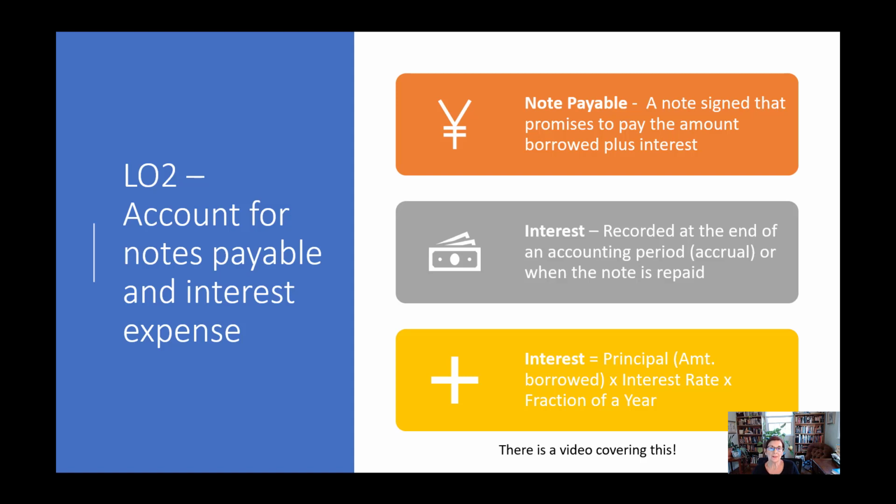Now, the interest calculation is equal to the principal, or the amount borrowed, times the interest rate. Those two are fairly easy. Times the fraction of a year. Now, remember, this is fraction of a year. If you're having trouble with the note, the time thing is always the tricky thing. So think about what period of time you are recording the interest for. That's sometimes tricky because it's hard to figure that out. So watch the time very carefully.